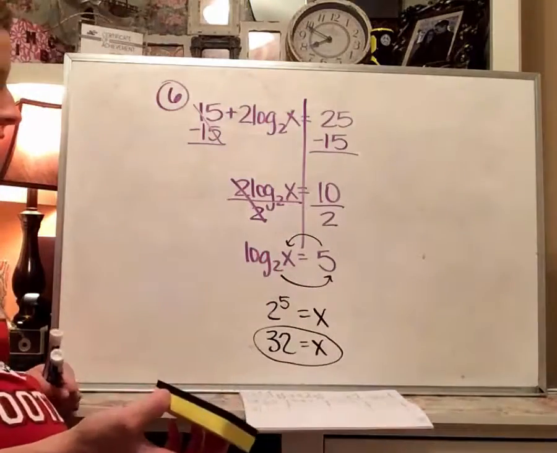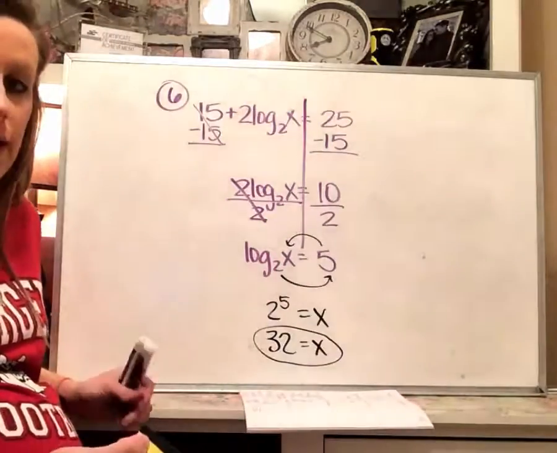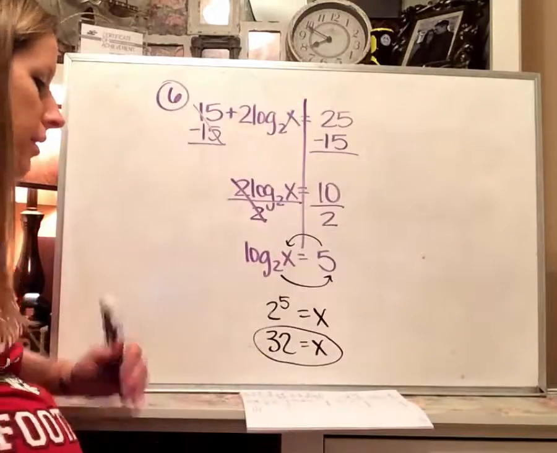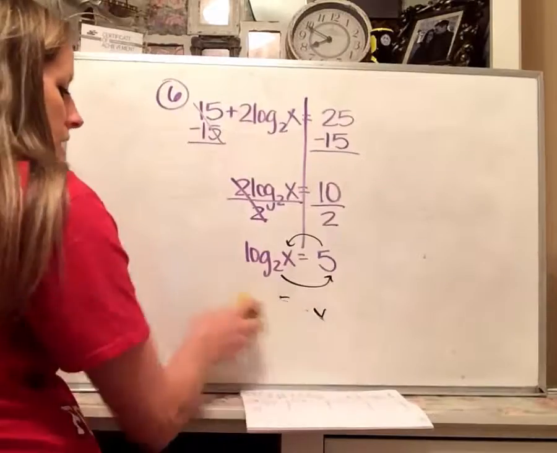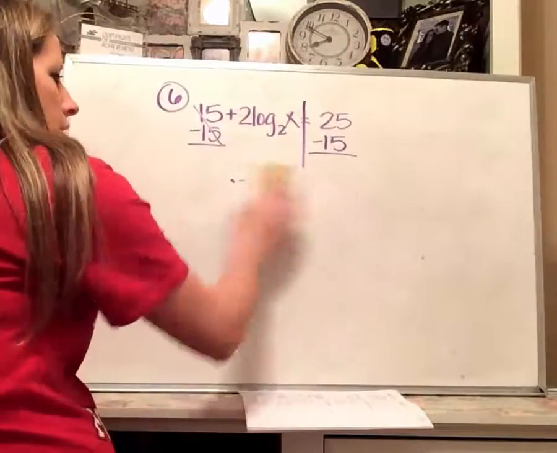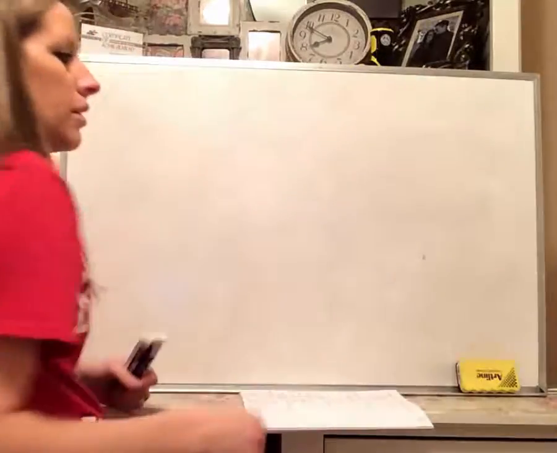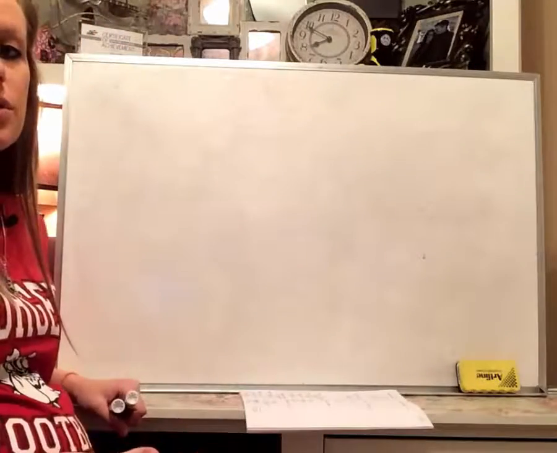Alright, and we're going to look at number 7. Now, there are times where laws of exponents come into play. Number 7 is one of those times. And I'll show you. You'll be able to tell whenever your laws of exponents will help you.